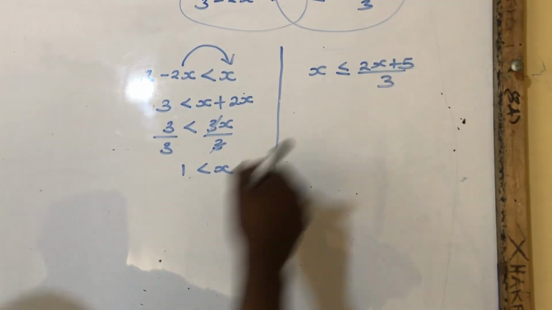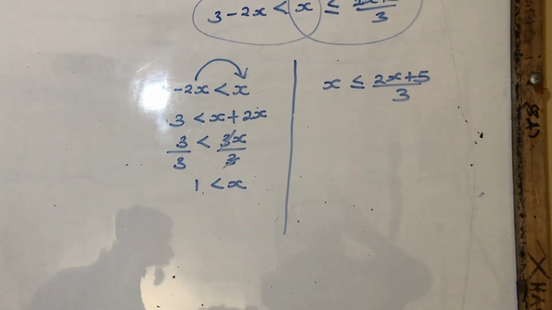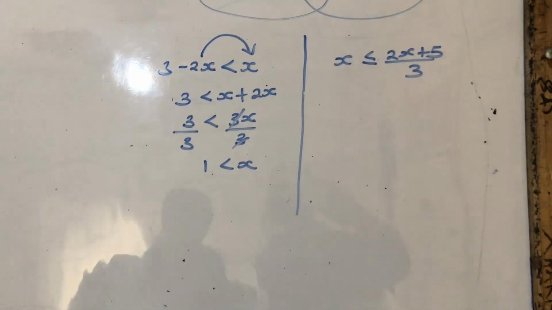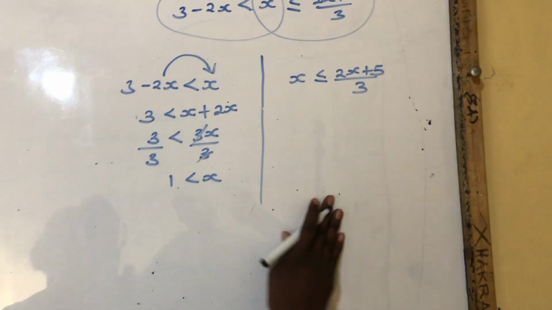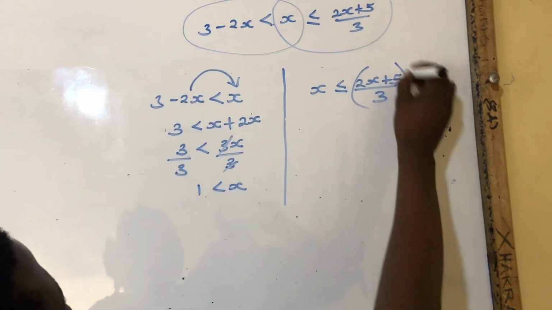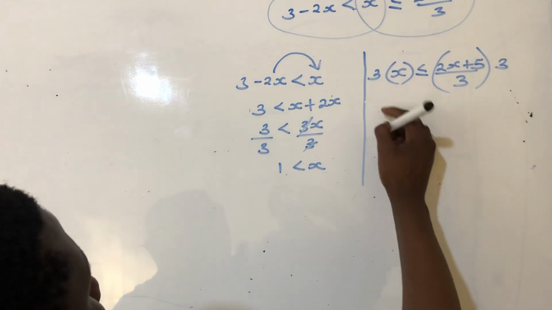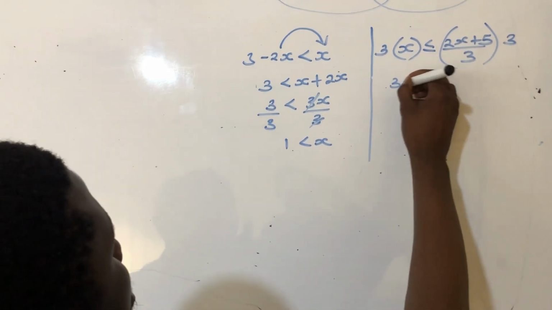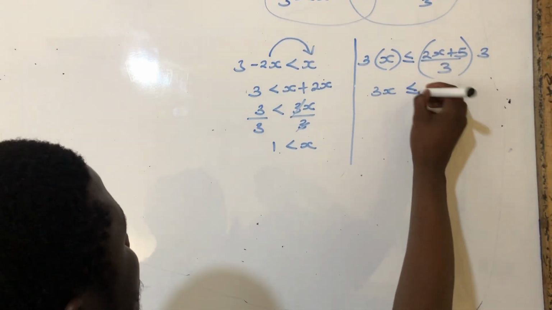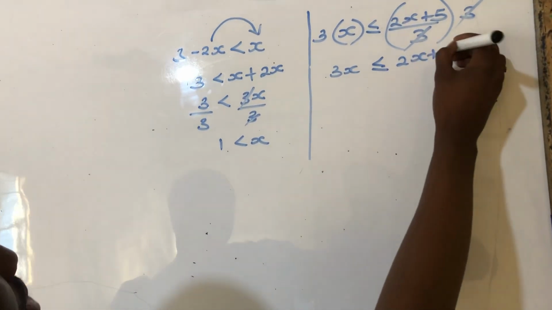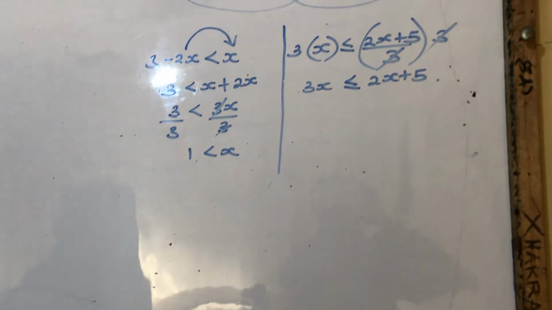In order to solve this, a student will be required to start by removing the 3. How will that be done? This will be multiplied by 3 and this other one by 3. 3 times x will give us 3x. It's less than or equal to this, and this will cancel out to give us 2x + 5.